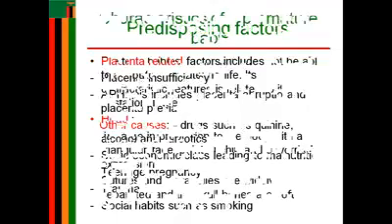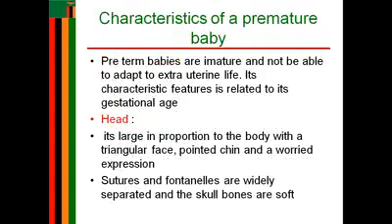So these are some of the predisposing factors of prematurity. Then from here we can move on to the characteristics or the clinical manifestations of prematurity. When it comes to prematurity, preterm babies are immature and they are not able to adapt to extrauterine life. Therefore, the characteristics may be related to gestational age.